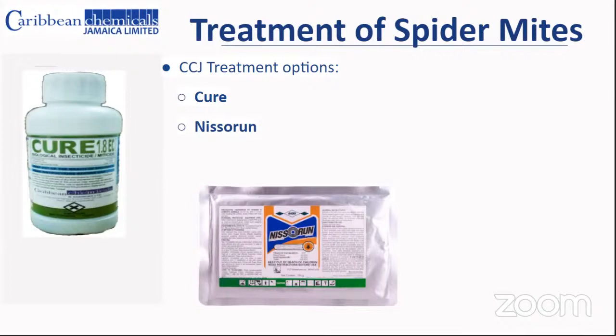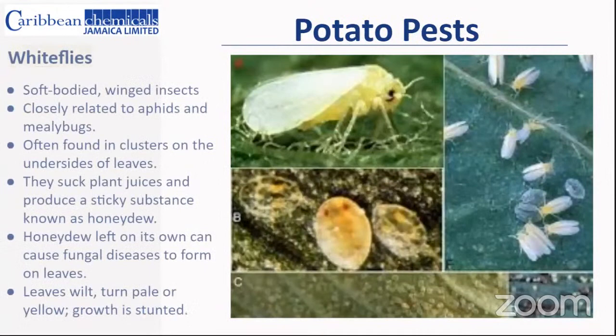Next up, we have whiteflies. Now, whiteflies are everybody's worst pest. Because of how active they are in the environment and the fact that they can feed on multiple different plants, they are also very difficult to control. They are soft-bodied winged insects, related to aphids and mealybugs. You'll often see them in large clusters on the underside of the leaves, and what they do is suck the plant's juices from the plant.